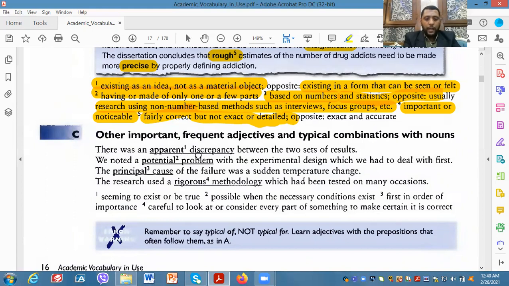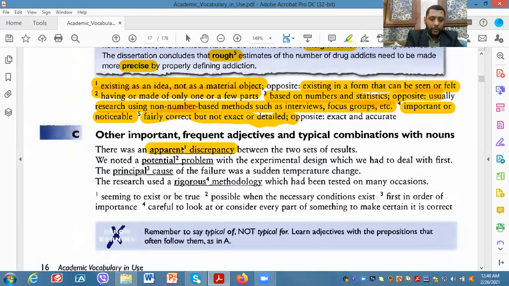There was an apparent discrepancy between the two sets of results. So we are here talking about a typical combination between an adjective, which is apparent, and a noun, which is discrepancy. A typical combination between an adjective and a noun. So there was an apparent discrepancy between the two sets of results.